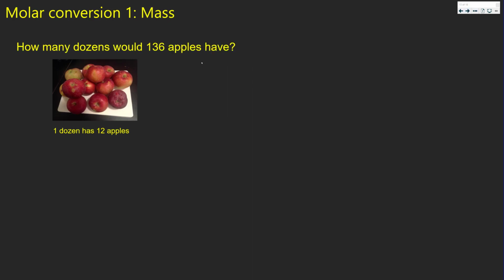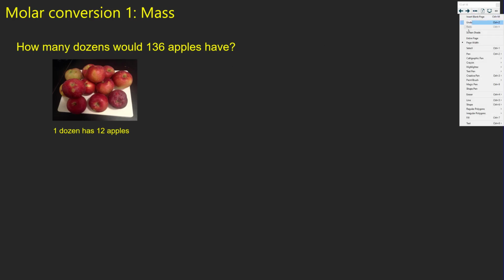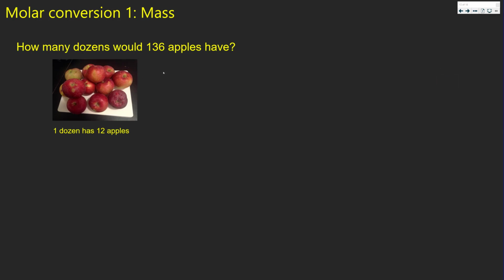But how many dozens would 136 apples have? We're not talking about mass here. We're talking about the number of things that we have. If we were to calculate this, it's just 136 divided by 12, because we are familiar with dozens and how many that would have.